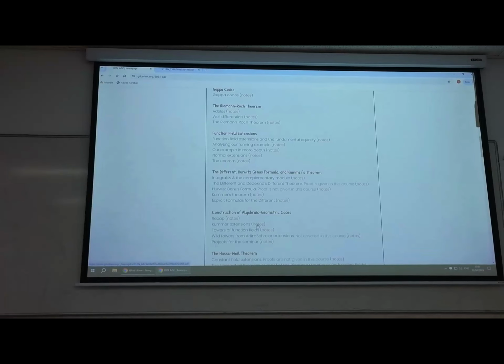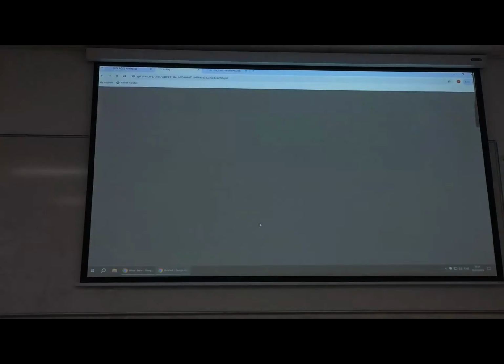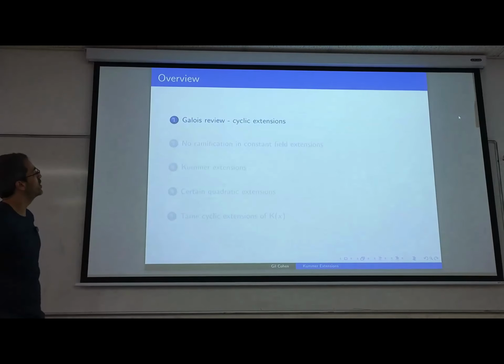So the goal is to do Kummer extensions today. I don't know if you see it so well, but Kummer extensions and then our function fields. Probably each of them is like an hour and something. We'll see. So what are Kummer extensions?